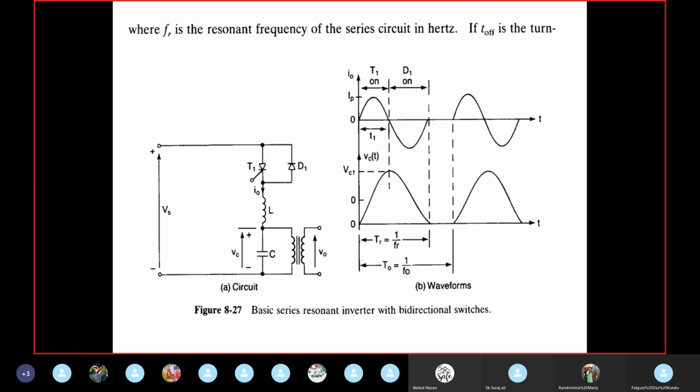Now, if we take T off as the turn off time, what is the relation between T off and F max? F max is nothing but 1 by 2 T off.